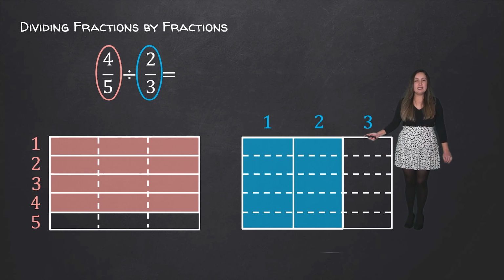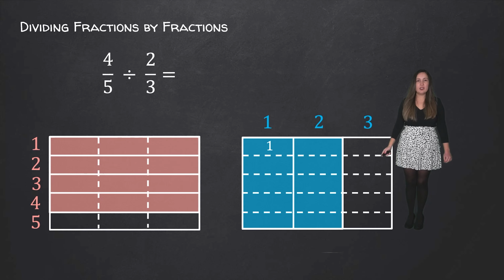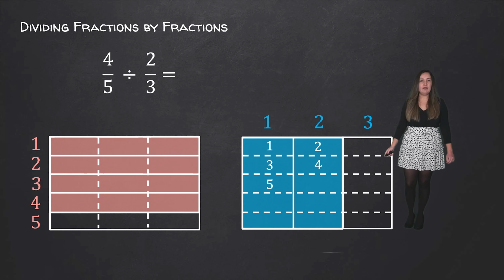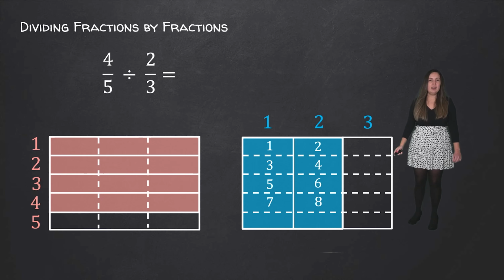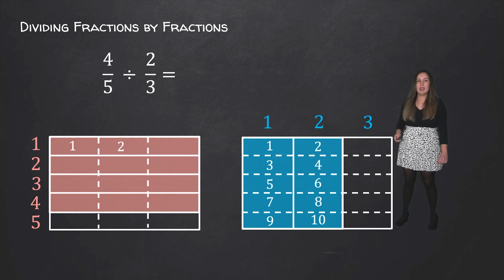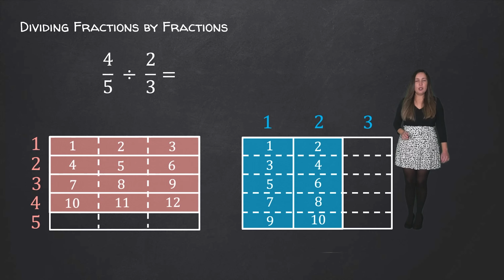And then we're going to see how many pieces we have here. So 1, 2, 3, 4, 5, 6, 7, 8, 9, 10. So here we have 10 pieces. Now let's see how many we have for the pink. So for our pink, we have 12 pieces. So here we have 10, and there we have 12.